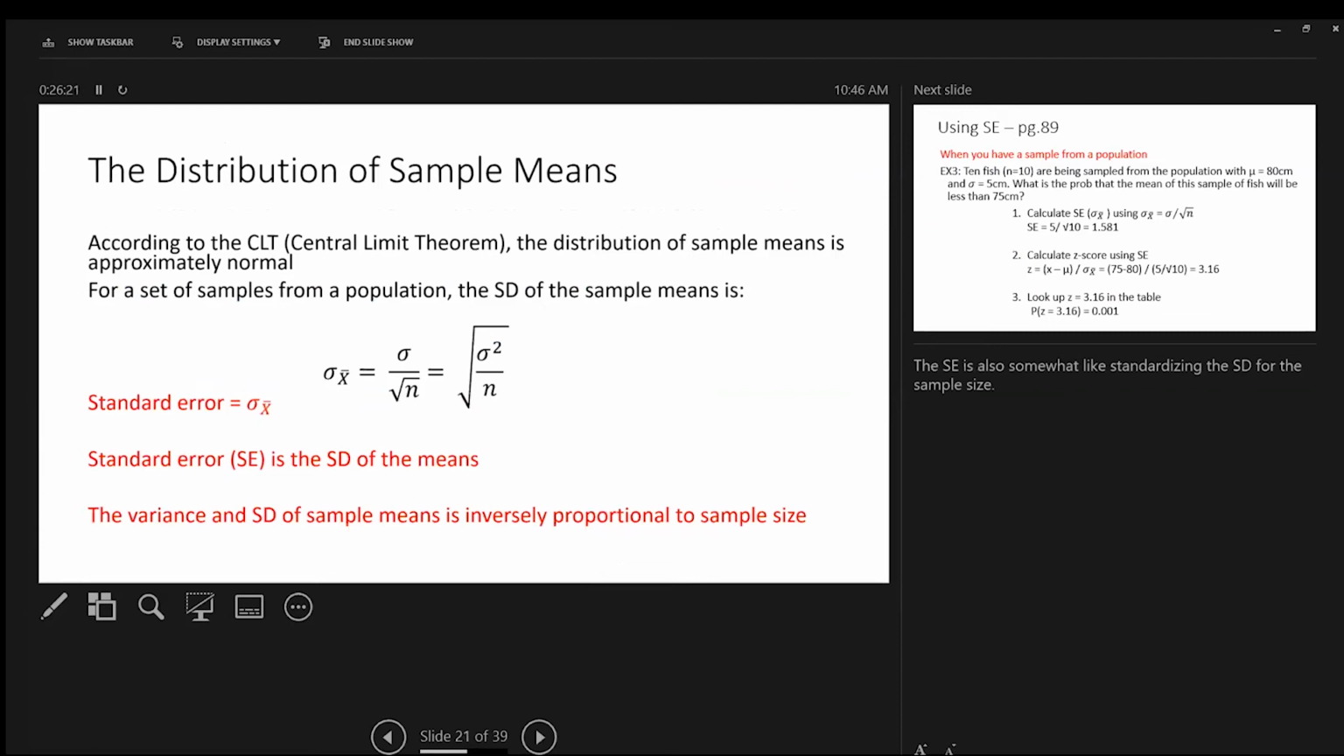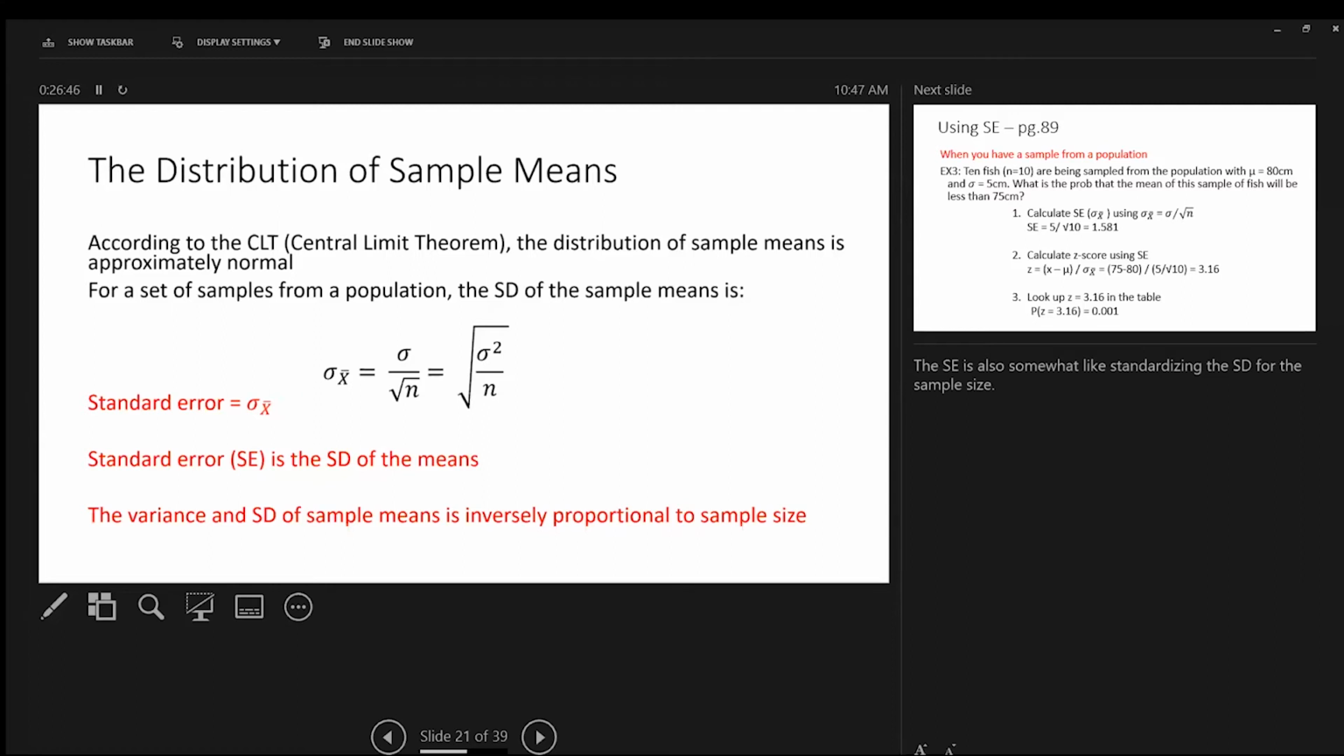We can also look at the distribution of sample means. This is where it gets a little bit trickier. So again, according to the central limit theorem, the distribution of sample means is approximately normal. If we take a sample from a population over and over again, our means are going to be normally distributed.